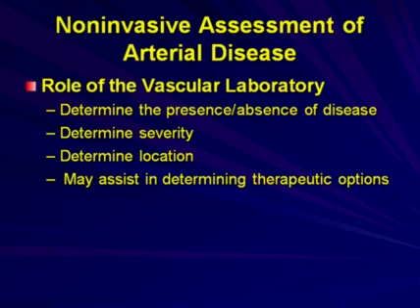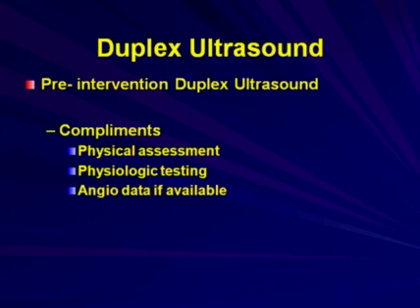So now that we've talked about the types of disease that we're going to be looking for, let's talk about how we do that and what the role of the vascular laboratory would be. Well, we're going to determine whether or not there's disease present, how severe it is, precisely where it is located, and we may be able to assist in determining therapeutic options for those patients with stenoses or disease. We're going to talk pre-intervention, post-intervention, and then aortic endografts.